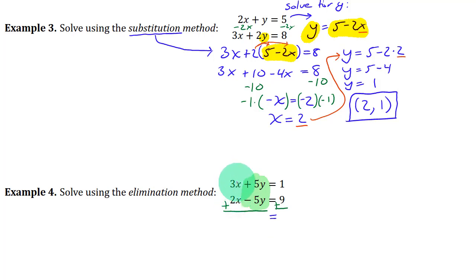You're going to get 3x plus 2x is 5x, and 5y minus 5y is 0. And on the other side, you just have 1 plus 9 is 10. So this gives you a straightforward equation with just one variable in it that you can then solve. And really, this is just 5x equals 10. So you can just divide both sides by 5, and you get x equals 2.